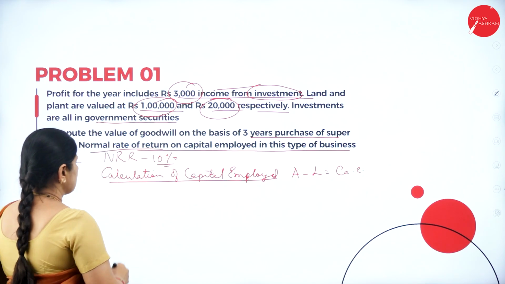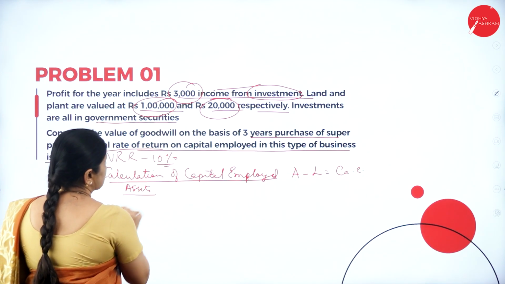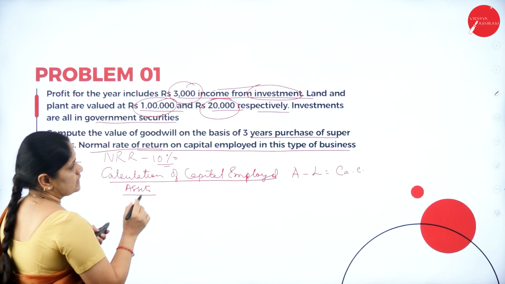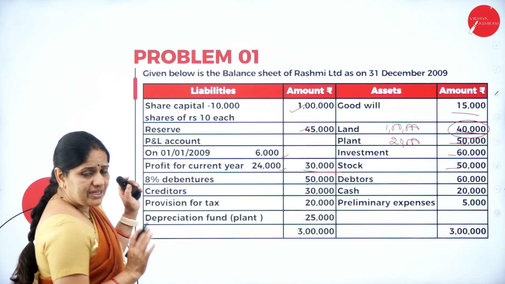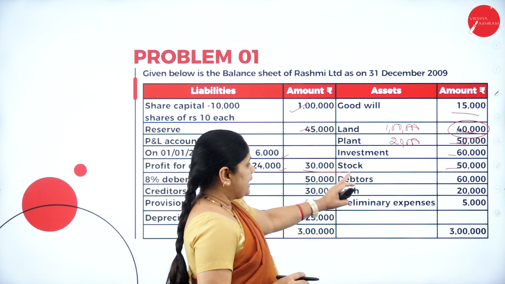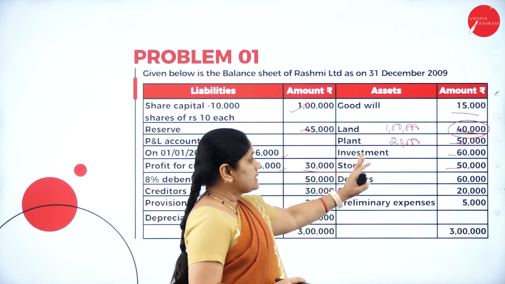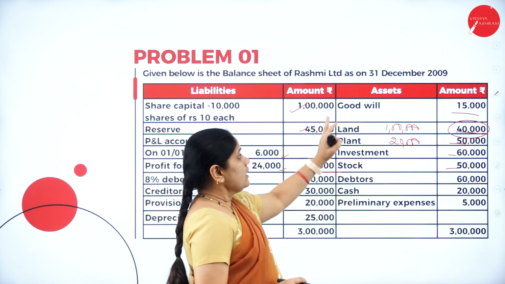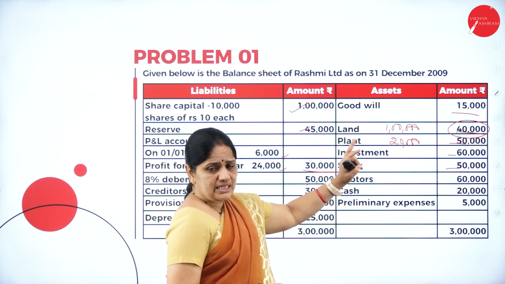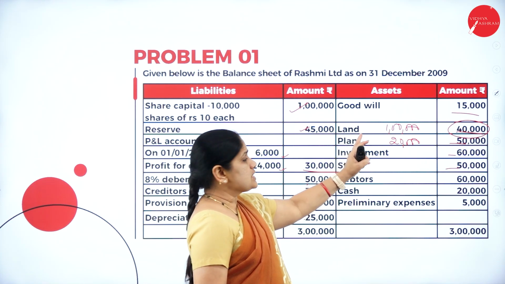So we have the list of assets here. What are the assets here? We can go to the previous slide. We will not include goodwill. We will include land, plant, stock, debtors and cash. All other things we are not including. Goodwill is not an asset, because it is a fictitious asset.